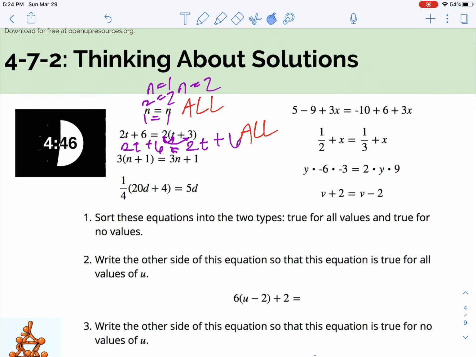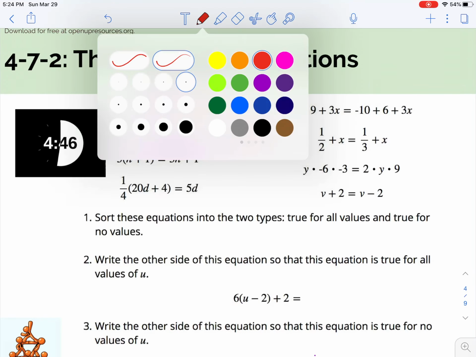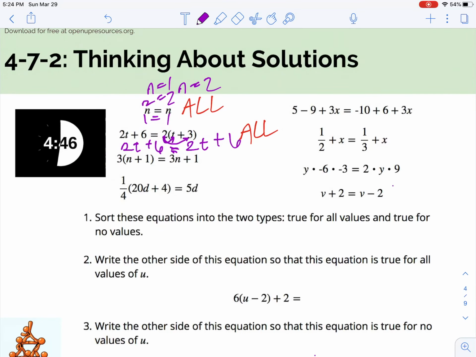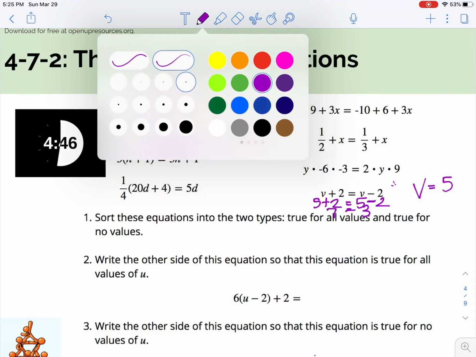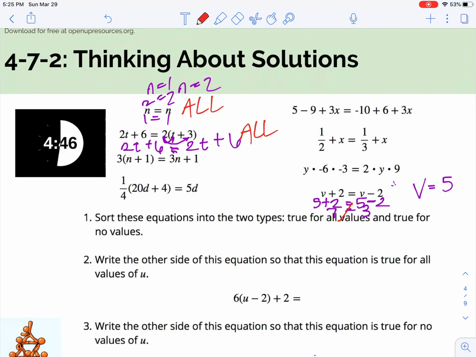Okay, let's find one that's different. If we look at this one down here, where the dots are showing up. So v plus 2 equals v take away 2. Let's say we make v 5. So 5 plus 2 equals 5 minus 2. So that's going to be hard to fit, but 7 equals 3. 7 and 3 are not the same number, right? So no, that is not true.